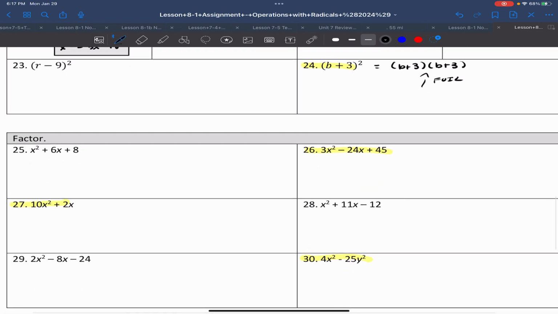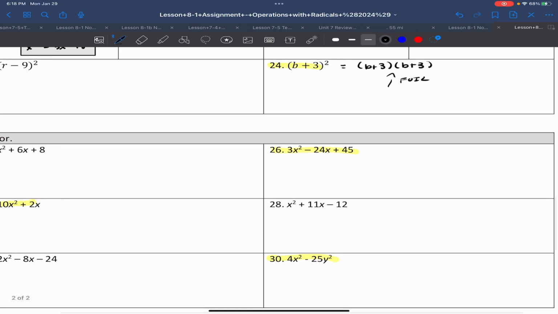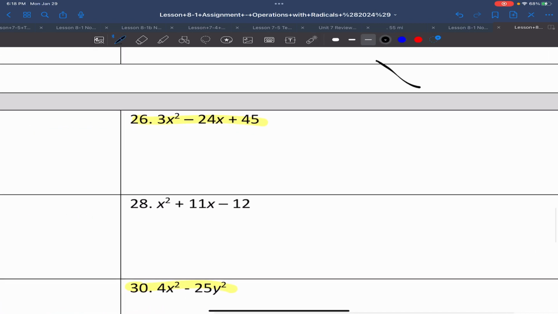Here I'm going to factor. This one's easy. Because first of all, you don't need to find the GCF anywhere. You can see that I have 1, 2, 3 terms. This is where I'm going to use the X method. So remember, with the X method, you need to have C up top, B in the bottom, and you're going to figure out your two factors that multiply together to give you C and add to B.